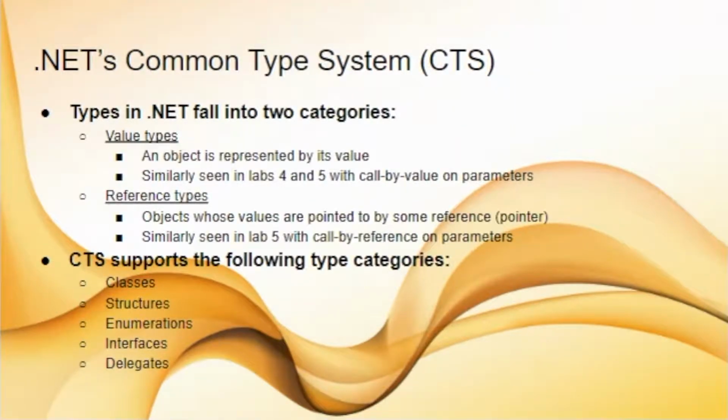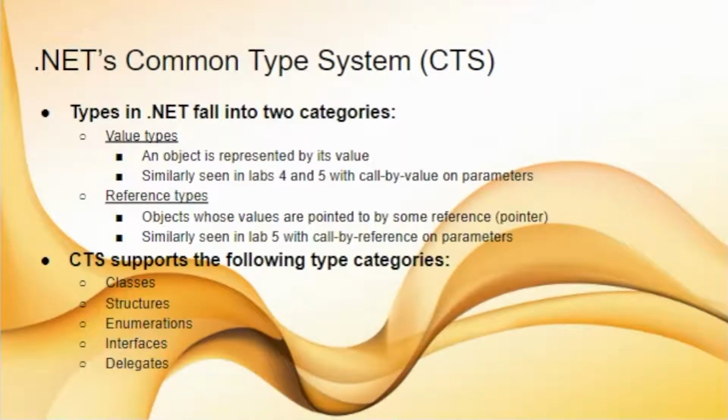.NET's framework has a common type system, also known as CTS. According to the documentation on .NET's common type system, types in .NET fall into two categories: value types and reference types. Both of these types we've seen in parameter passing for labs 4 and 5. A value type is essentially call by value, where the object is represented by its value. The other reference types are equivalent to call by reference, where something's value is represented by a reference to the actual value, like a pointer.